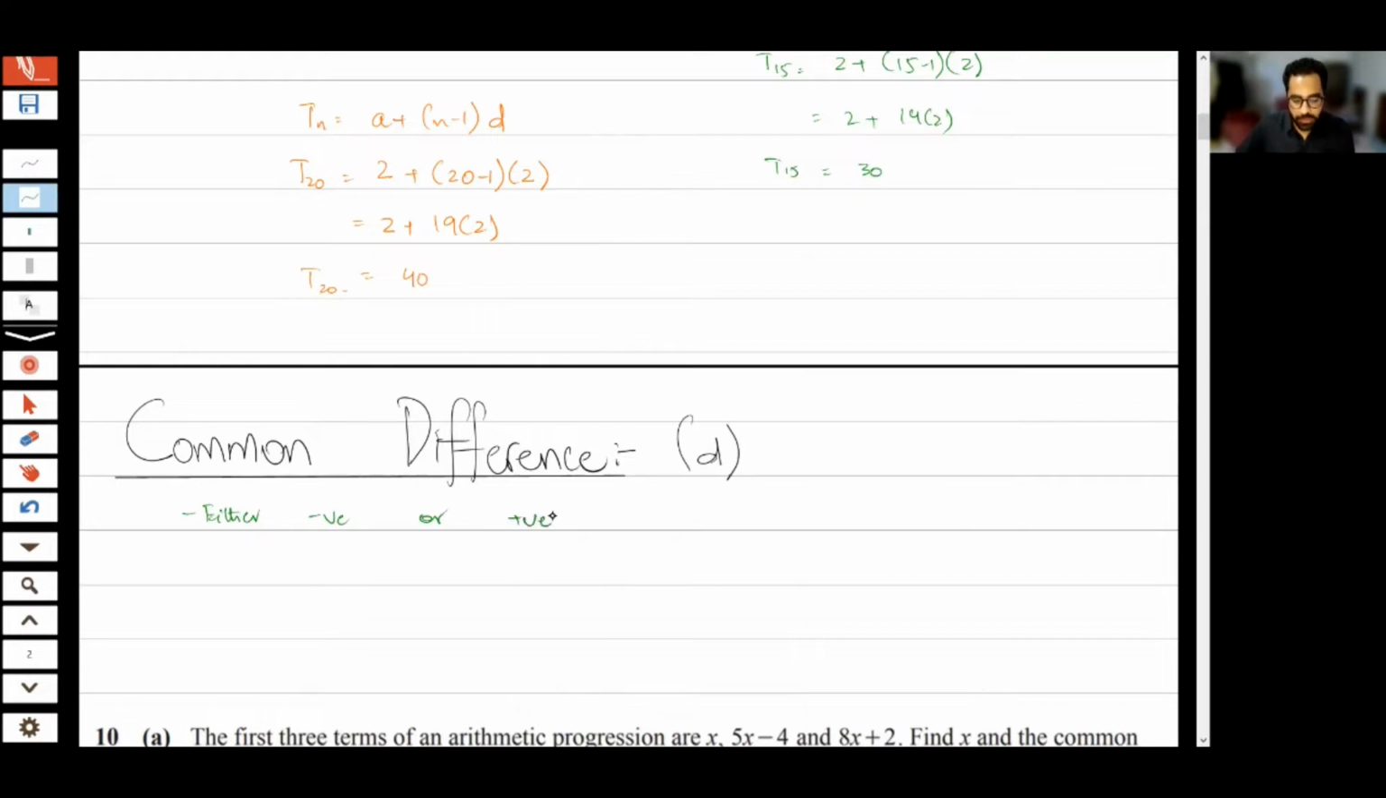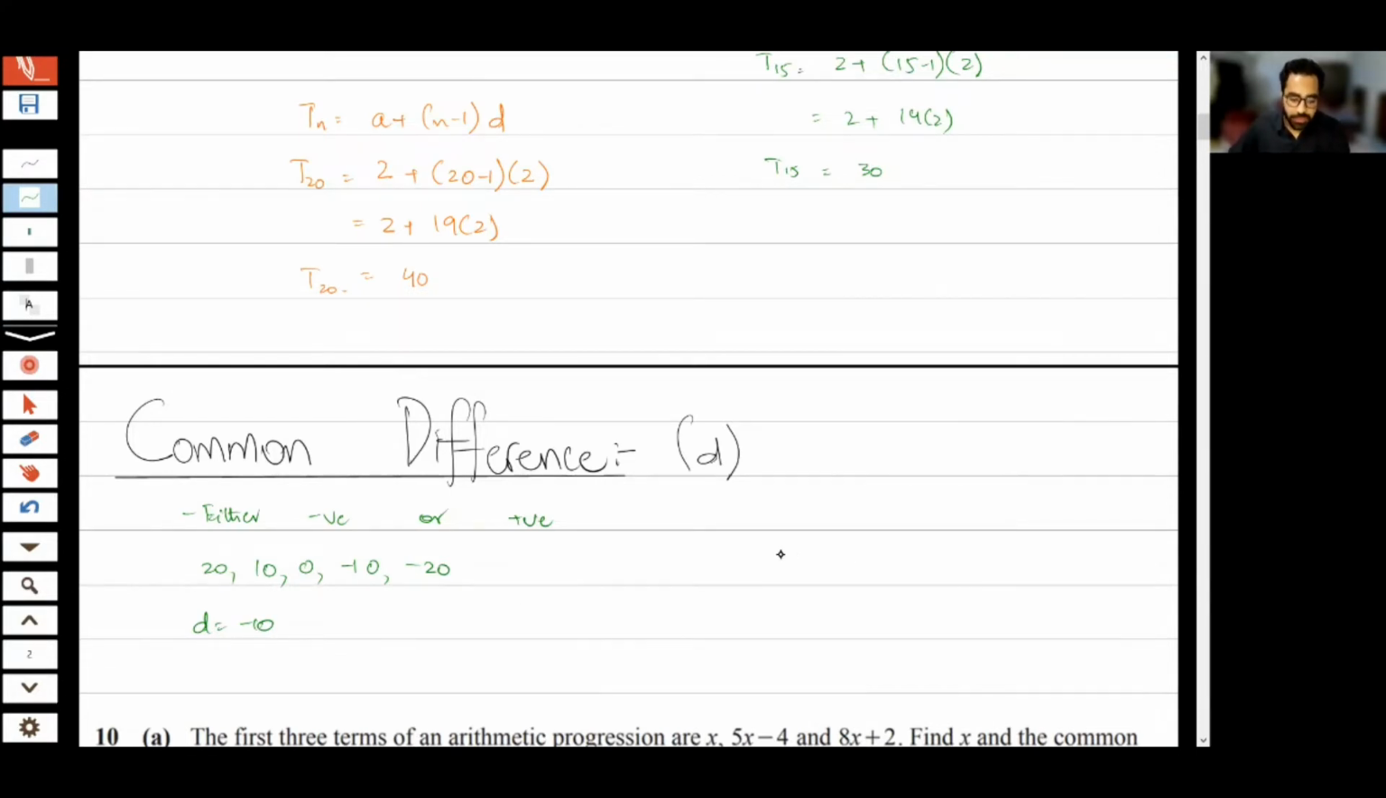ज़रूरी नहीं है कि हर दफ़ा आपका कॉमन डिफरेंस पॉजिटिव ही आए. For example, I have a series which was like this: 20, 10, 0, -10, -20. ठीक है, so now the common difference would be this term minus this term, next minus previous. So 10 minus 20 will give you -10. ठीक है, you can take another series. कोई और सीरीज ले लें.